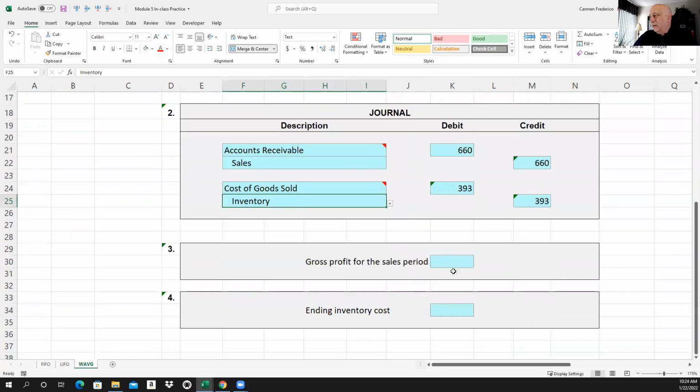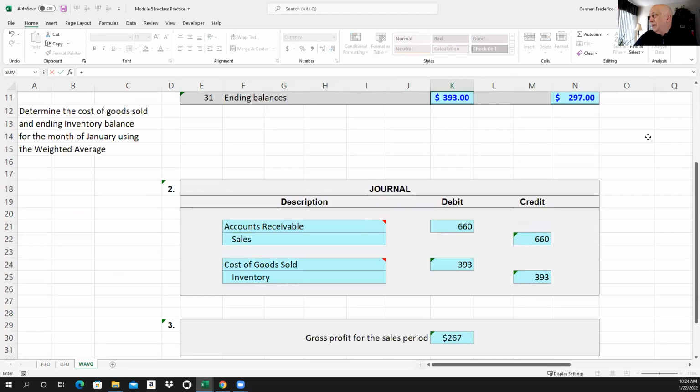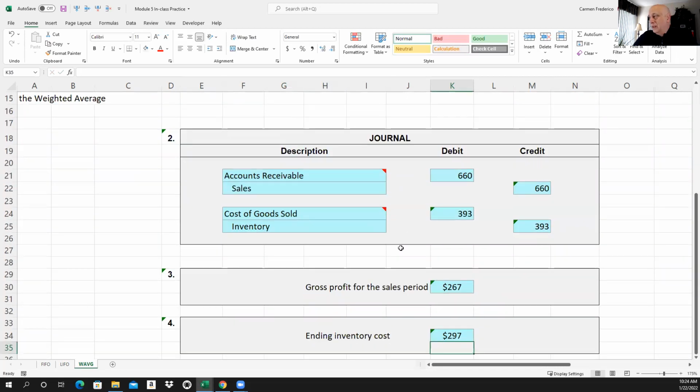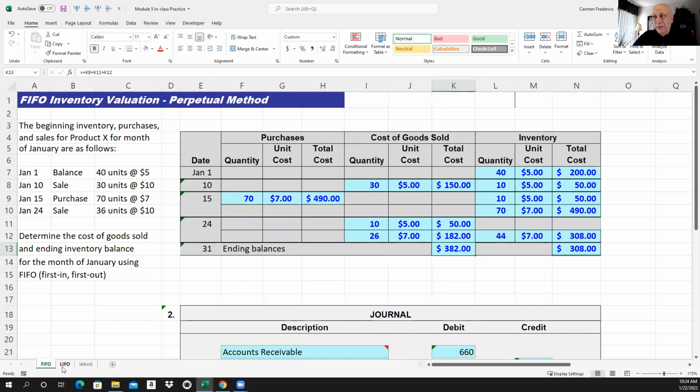Okay, and gross profit for the period, sales 660 minus cost of goods sold of 393. We have 267. Again, somewhere between the LIFO and the FIFO gross profit. And the inventory cost will be 297. So weighted average, again, somewhere in between the two polar extremes of FIFO and LIFO.